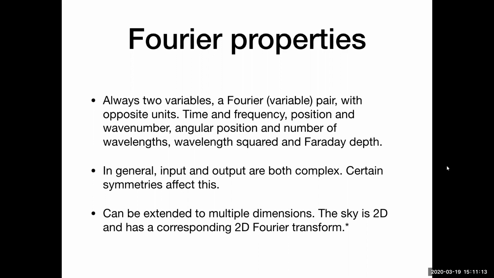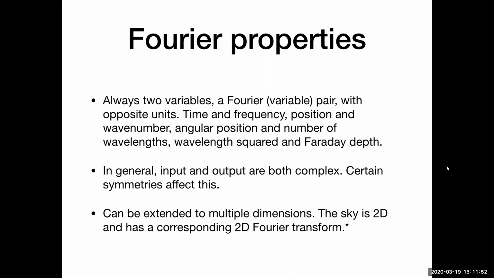There are many other pairs, but these are the standard ones that we're going to talk about, at least in this course. In general, the input function and the output function will both be complex. The input function can be real, particularly if you're dealing with real measurements of voltage or some other physical quantity. But in general, the Fourier transform is a complex function. And there are certain symmetries that can affect how that real versus complex behavior works.